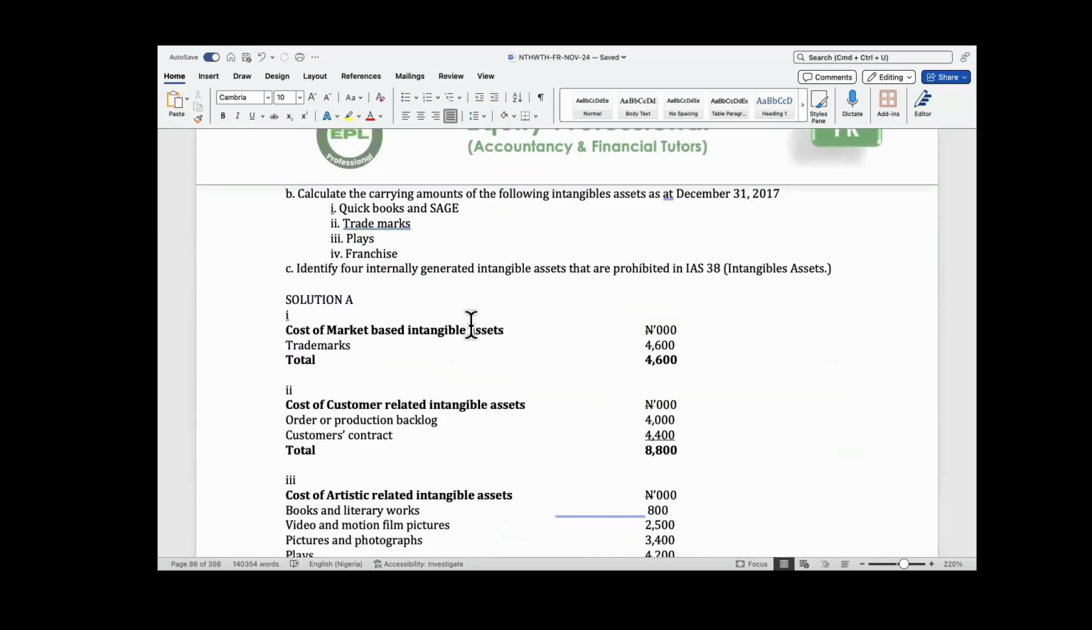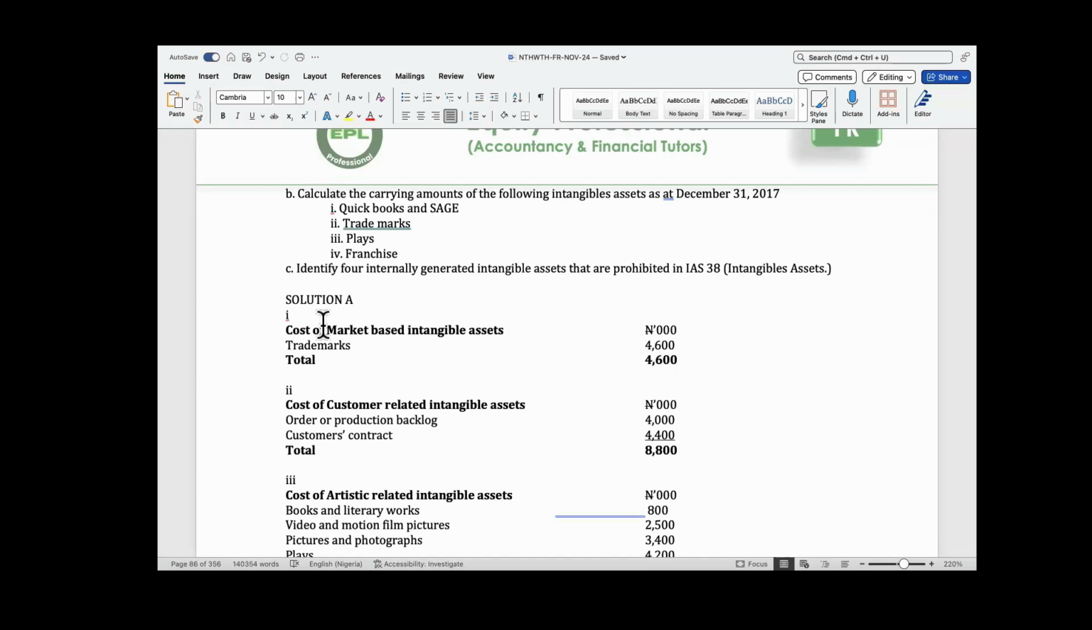B. Calculate the carrying amount of the following intangible assets as at December 31st, 2017. 1. QuickBooks and Sage. 2. Trademarks. 3. Plays. 4. Franchise. Then C. Identify 4 internally generated intangible assets that are prohibited in IAS 38 intangible assets. So thank you very much.